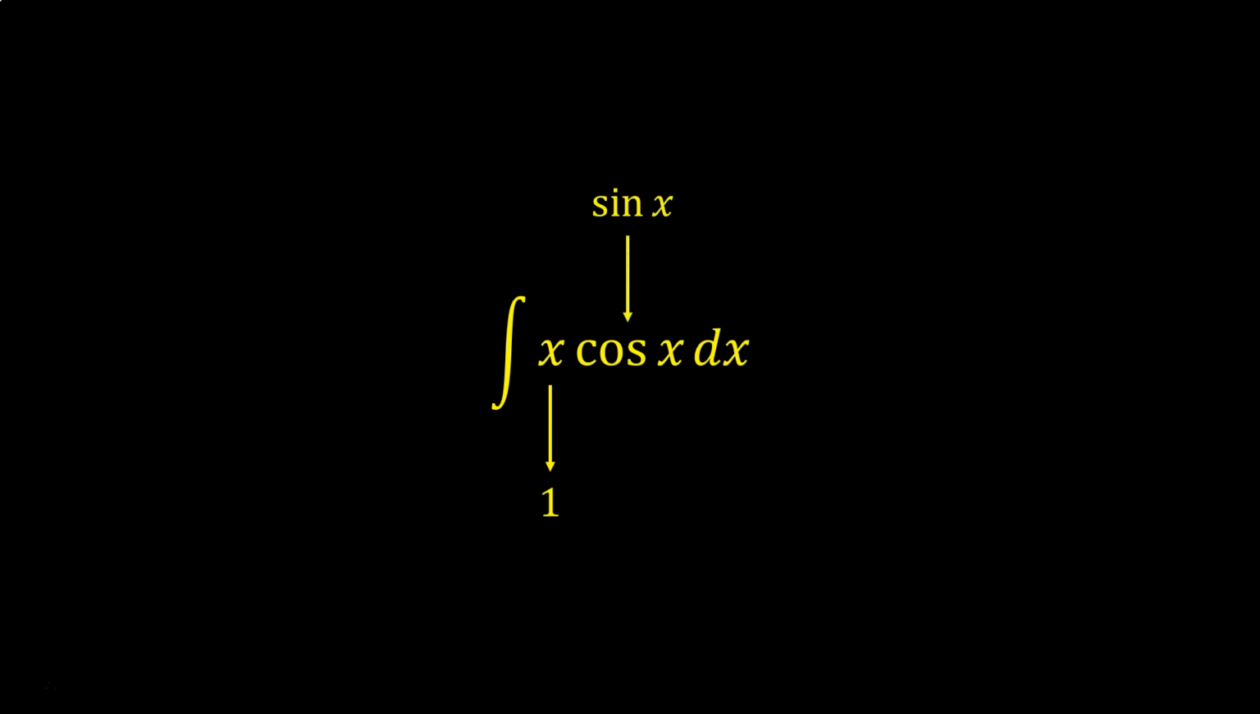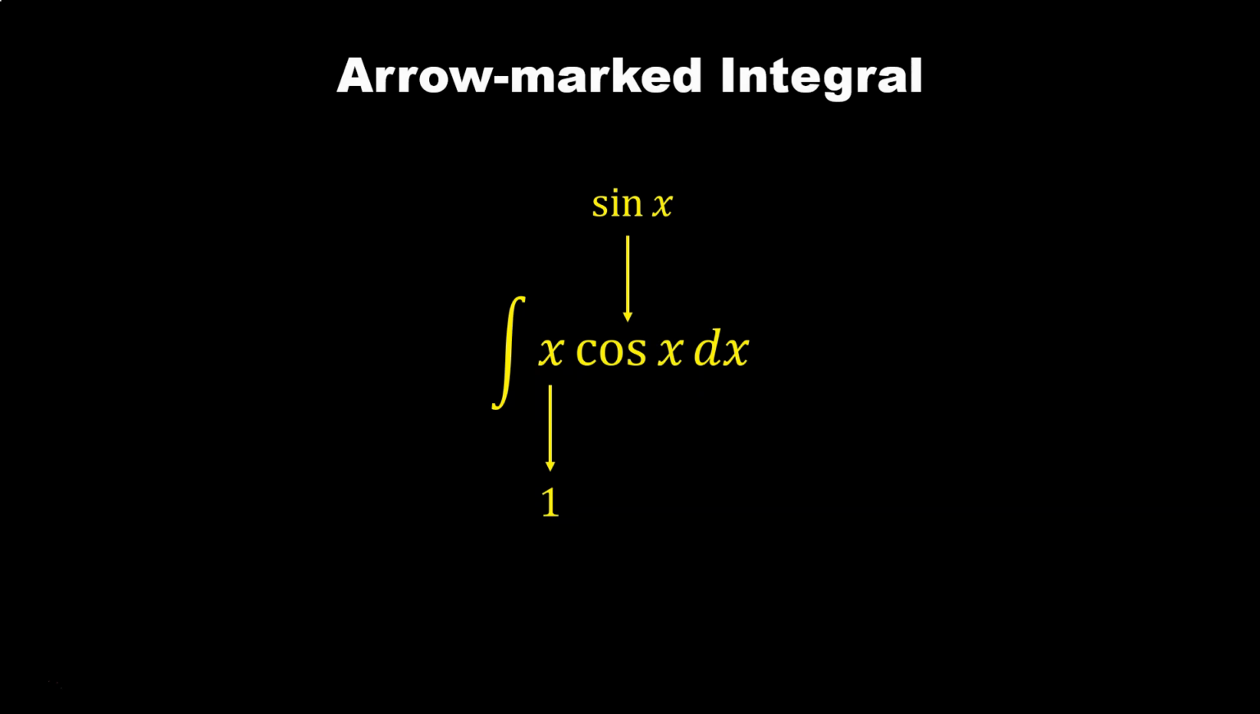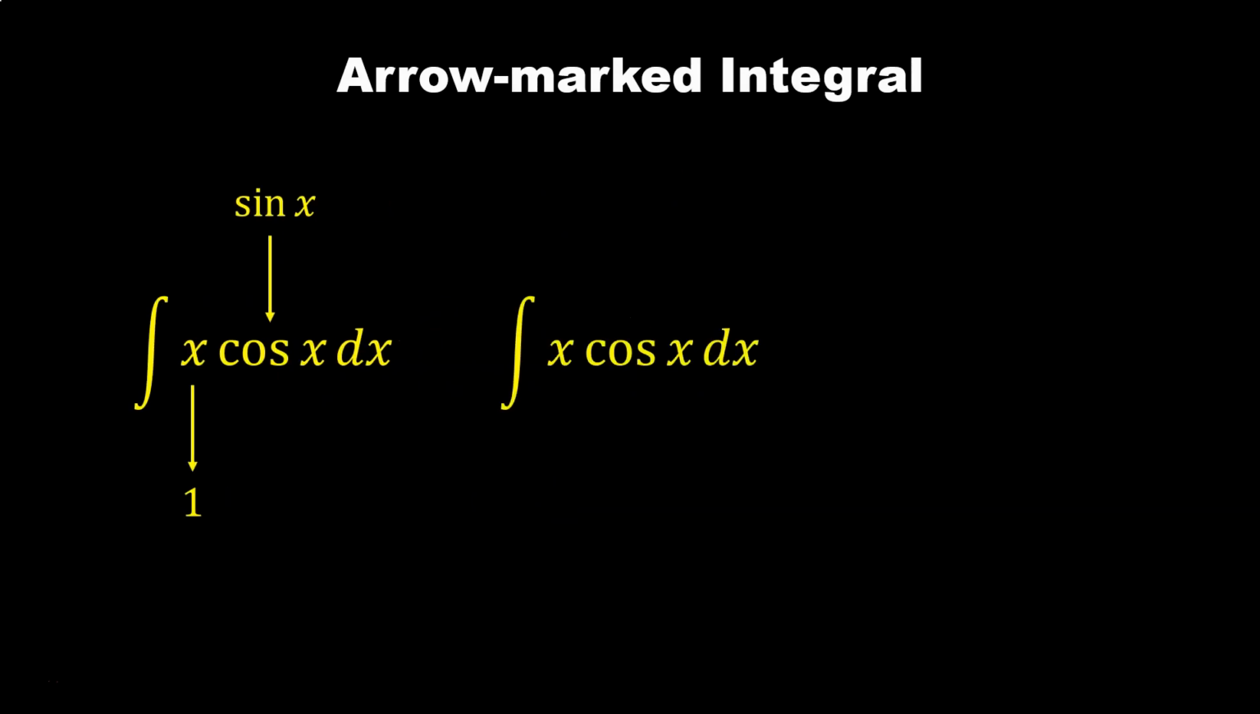its derivative. So notice what we have, two stacks of functions. In each stack, taking the derivative of the top function yields the bottom function. Whenever we have a setup like this, I'm going to call it an arrow-marked integral. Notice that we can mark the same integral in different ways.